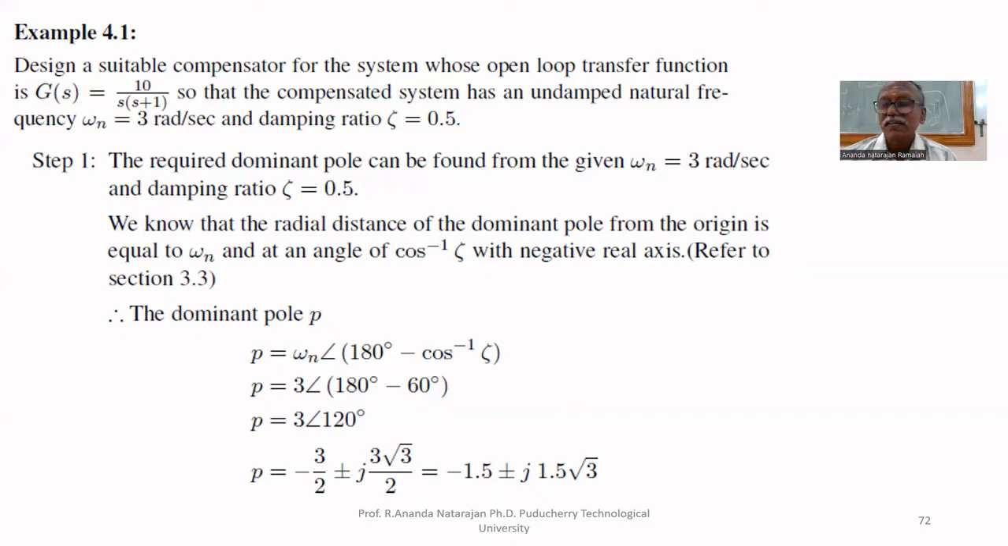Design a suitable compensator for the system whose open loop transfer function is G(s) = 10 / (s(s + 1)), so that the compensated system has an undamped natural frequency omega n equal to 3 radians per second and zeta equal to 0.5. First, we should understand the question.